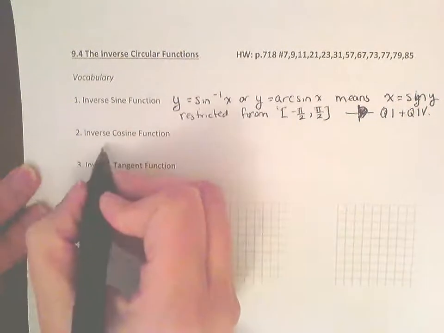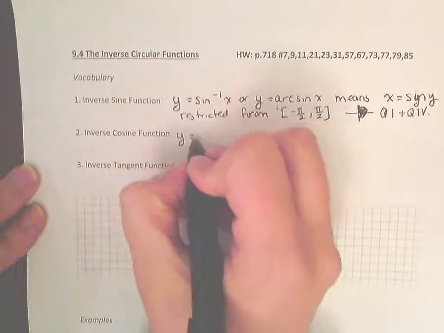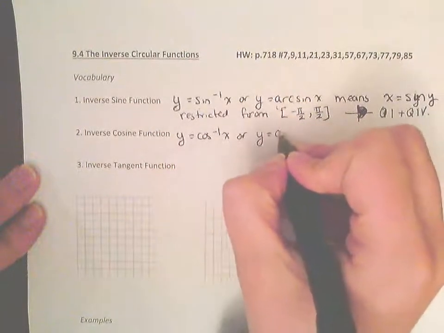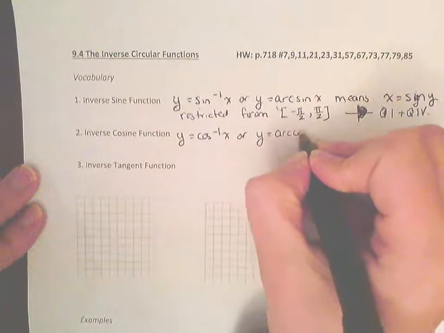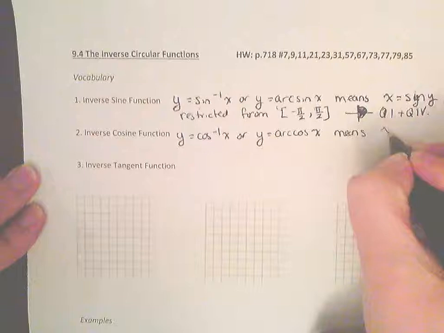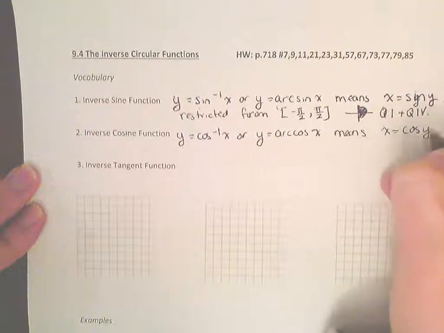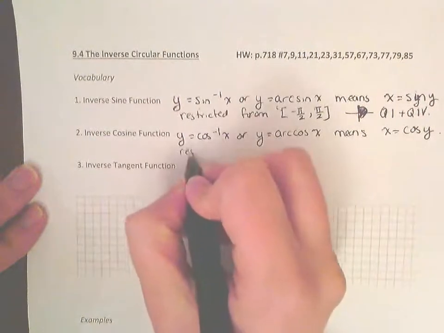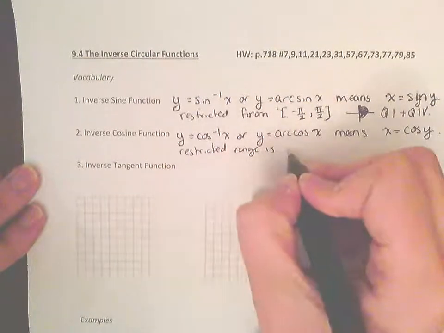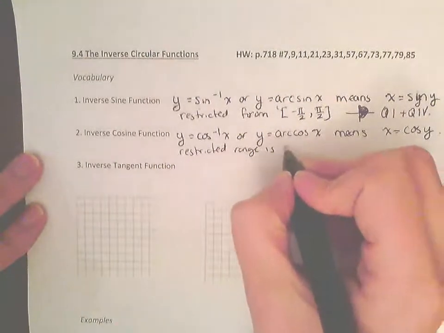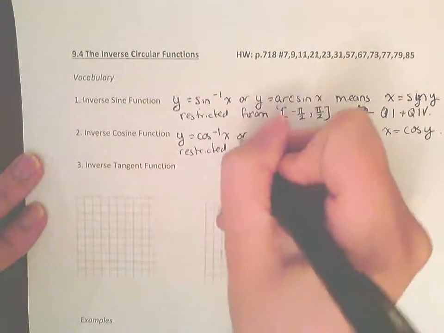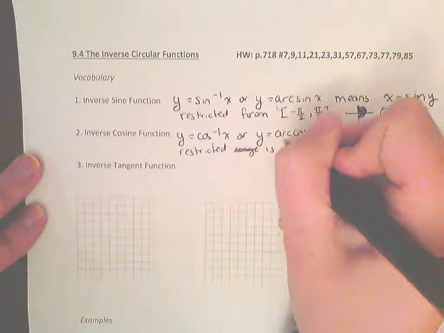Inverse cosine is written like this, and it means x equals cosine of y. Now here it's restricted. The restricted domain, I'm sorry, I don't know why I just said range, is from 0 to pi.